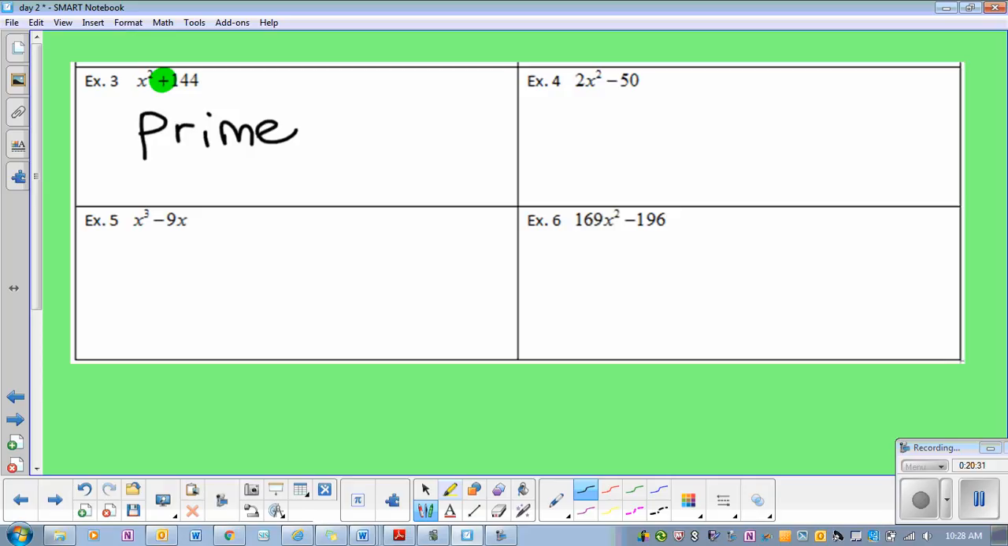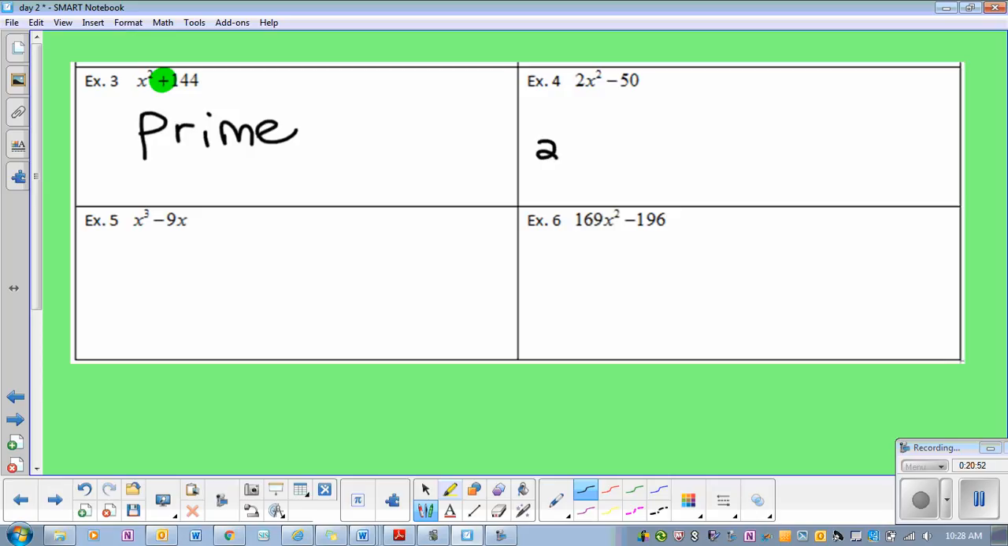Not good, right? Not pretty. So let's look at 2 and 50. Do they have a GCF? What's the biggest number that can divide evenly into 2 and 50? Or you could go into math, number, GCD. 2.